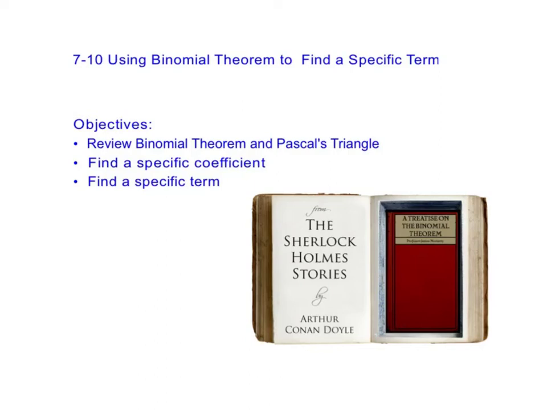We're almost there. This is using the binomial theorem to find a specific term in a polynomial expansion. We're going to review the binomial theorem and Pascal's triangle. We're going to find a specific coefficient for a specific term, and then we're going to actually find the specific term.